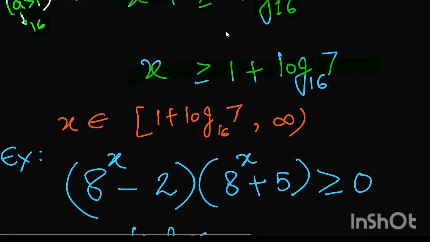What about this, guys? Now 8 to the power x minus 2 into 8 to the power x plus 5 greater than or equal to 0.